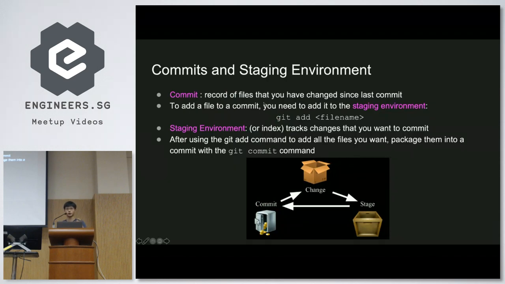And for that, we'll introduce two main terms first. The first one is what we call a commit, which is a record of files that you have changed. And the next one is the staging area, which tracks changes that you want to commit. So a very good mental model for this is to think of Git as various boxes of commitments. Your current state of the world is described in a cardboard box. So that's the lowest level commitment.